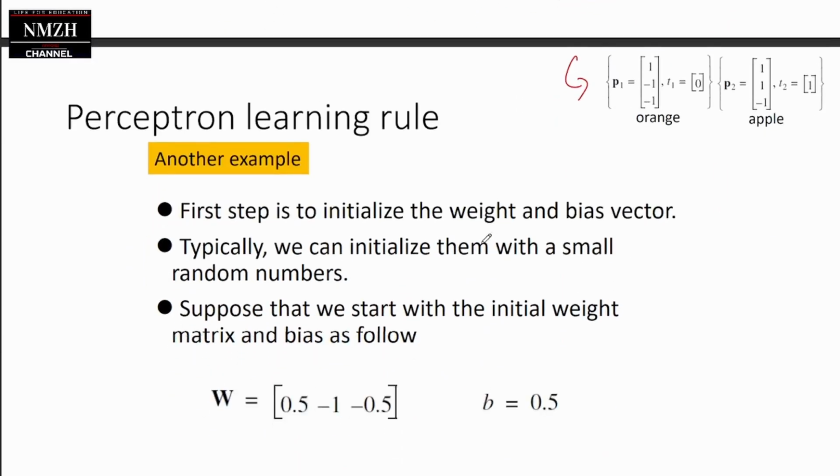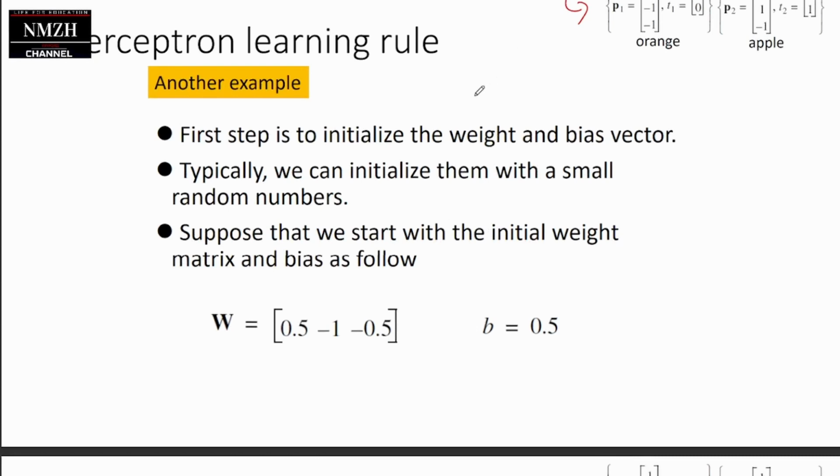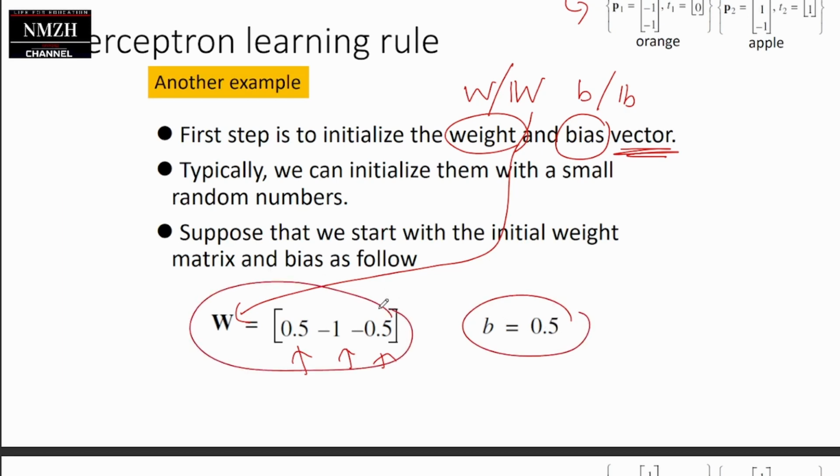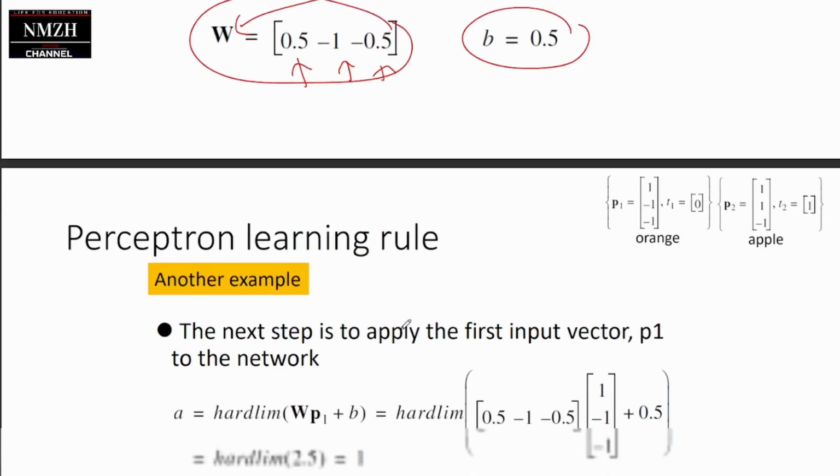So as usual, the first step is to initialize the weight and bias, the W and B vector. Typically we can initialize them with a small random number. You can choose any small number. Suppose that we start with this initial weight matrix and bias. So we keep it there.